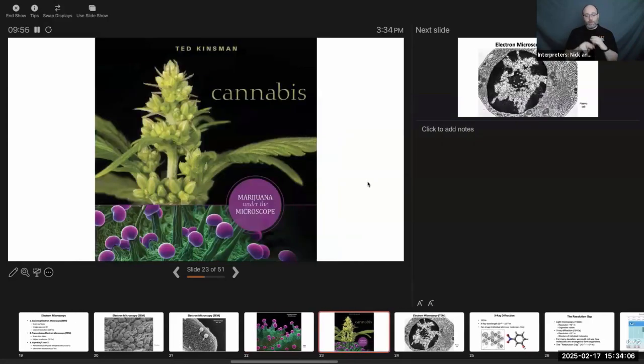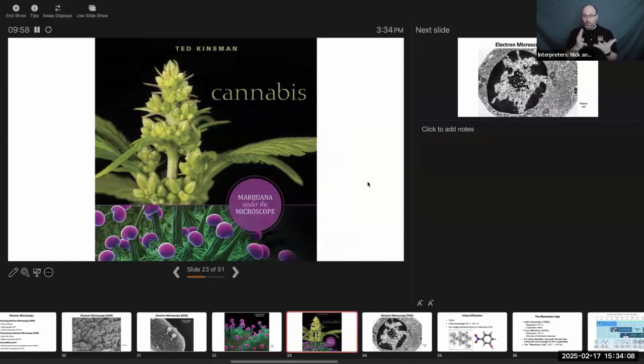This is actually Ted's book, in case anybody's looking for an interesting Christmas present. Anybody who's a real pothead and wants some pretty pictures of cannabis under the microscope.